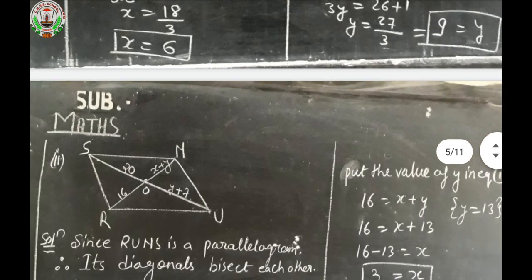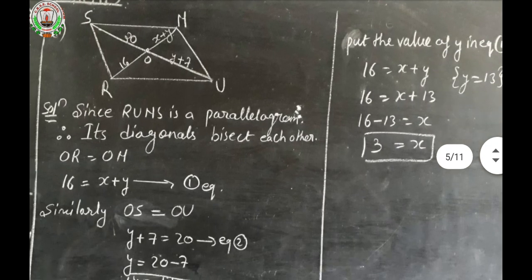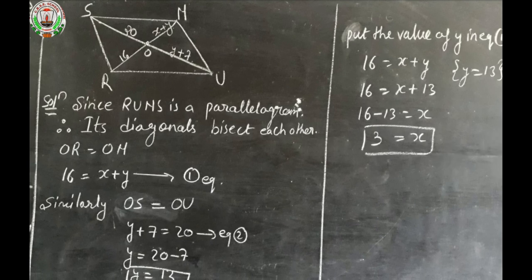Now let's see the second part of question number 8. Okay, this is the second part of question number 8. So here we have a parallelogram RUNS. Now in this parallelogram, the diagonal values are given, isn't it? At the center, the diagonals RN and US intersect at O. These are the two diagonals. RN is diagonal 1 and US is diagonal 2, which intersect at the center O. Okay, O is the intersecting point. Now look at how to solve.